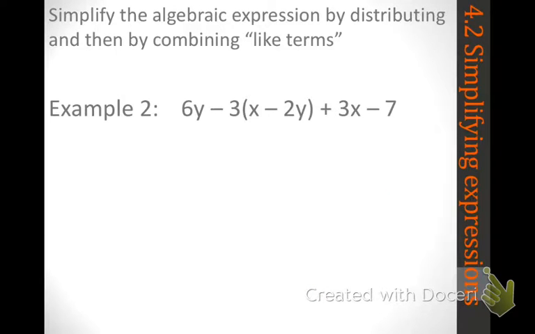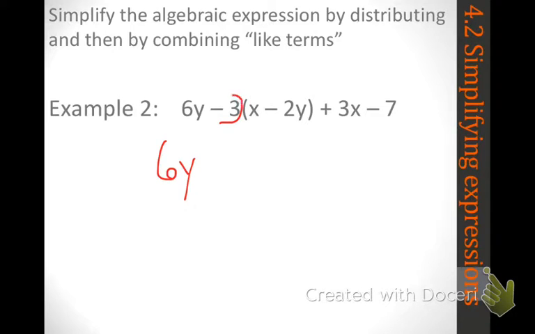Okay, the second example, again, it's going to take 2 steps. I have to distribute the negative 3 to this algebraic expression first. I have to multiply those first. So I'm just going to bring the 6y down. I'm not going to touch that yet.